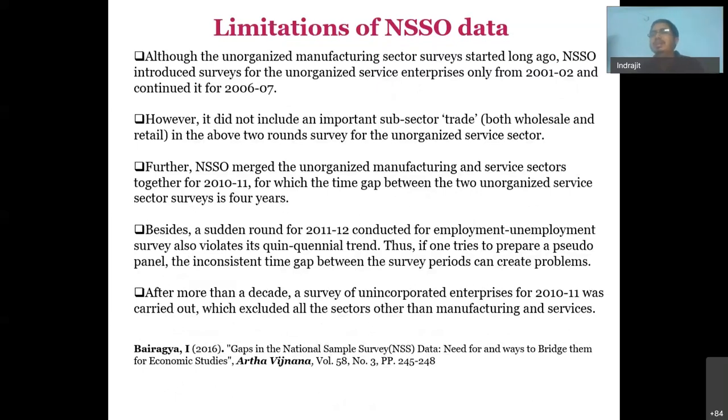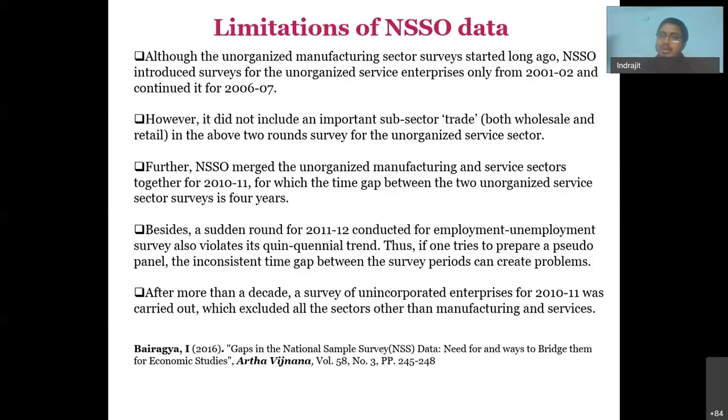Sometimes they delay and the data appear one year later. So to have balanced panel data, first of all, this is not panel, but at least if we can create a pseudo panel at the state level or district level, then also these year gaps are different.